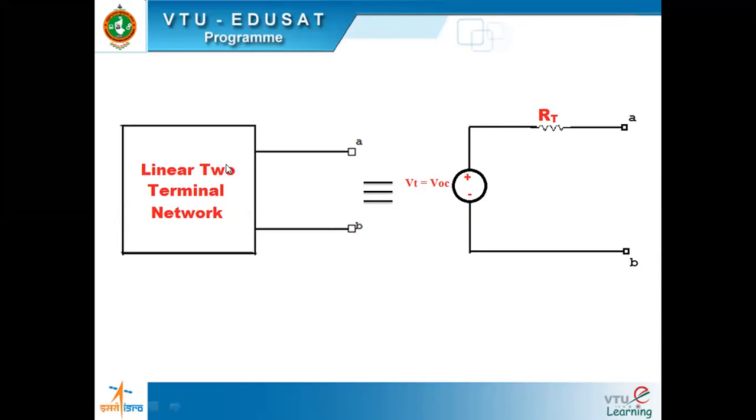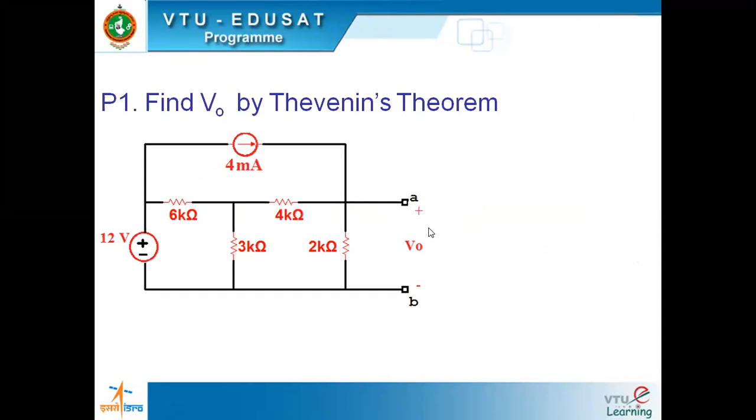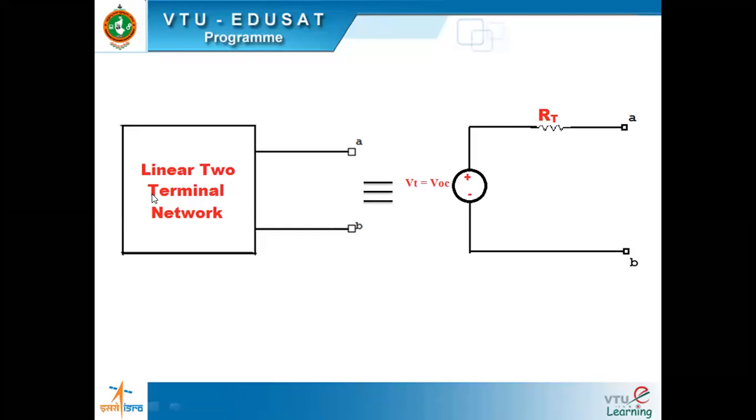What is two-terminal? If there are two terminals out like this, for example, see here, this is two terminals. So if you just take this much, it is a linear circuit. If you take two terminals out like this, it is a linear two-terminal network. Everybody understand that point?